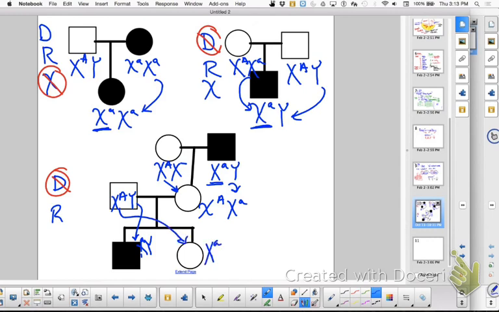To the daughter, he only has his good X to give. That's all he has to give right here. The mom can give whichever one she wants. We don't care. She doesn't have the disease. So would this work for X-linked? Yes.